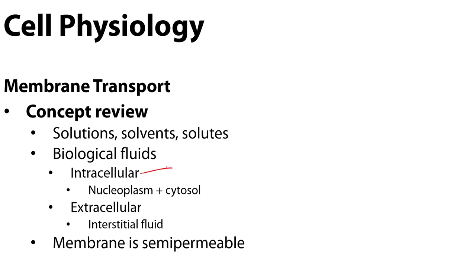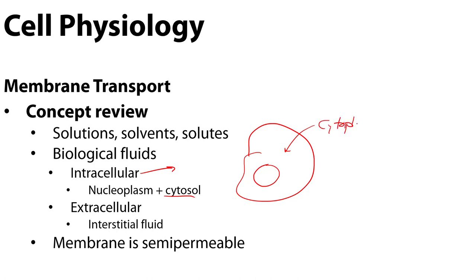For example, inside your cell, we have what's called the cytosol. If this is a cell and this is a nucleus, this whole area is called, if you remember, the cytoplasm, the inside of the cell. The cytoplasm has two basic components: the cytoskeleton, those are your actin and microtubules and intermediate filaments, and then you have the liquid part. The liquid part is what's called the cytosol. This is one of the many biological fluids in our body.